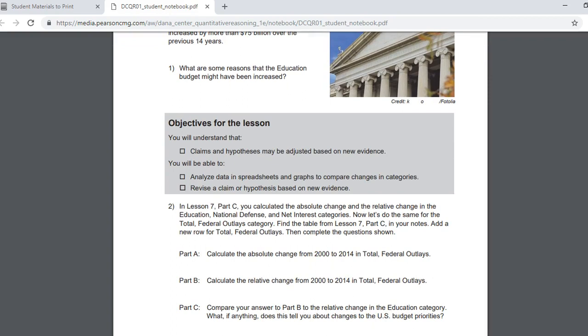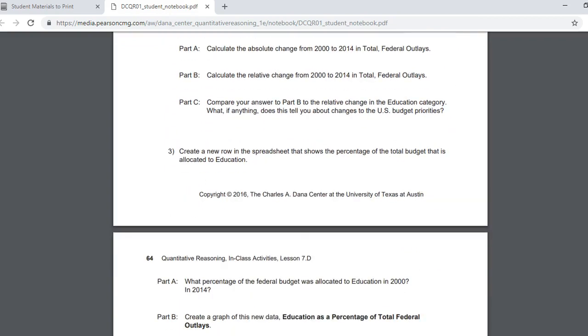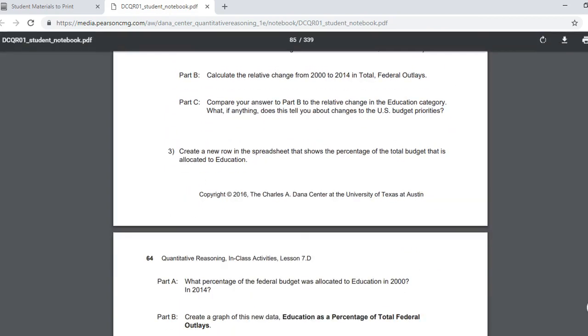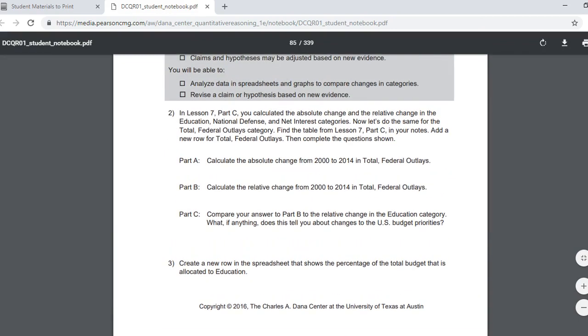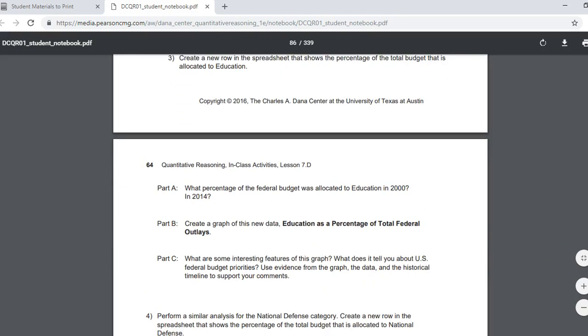And we kept going with the federal budget, but again, we were looking at, as you see right here on this question, part 2, A is absolute change and B is relative change. You're going to see absolute change and relative change on the test.